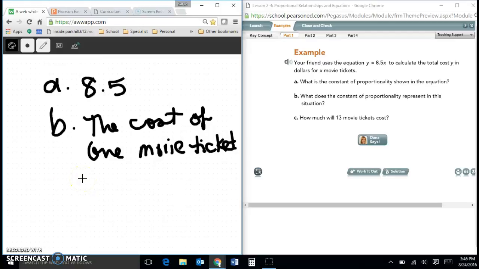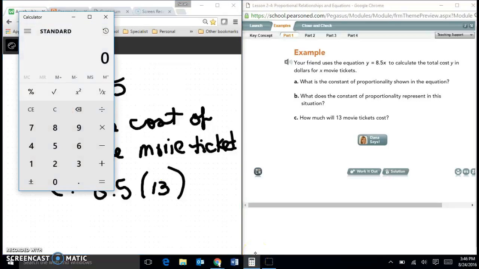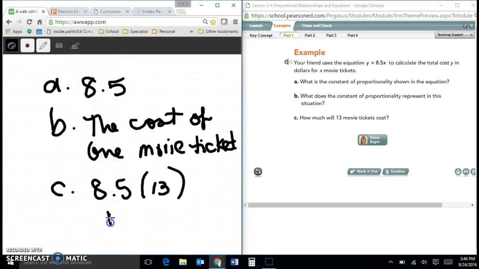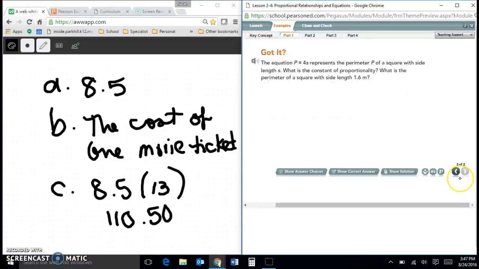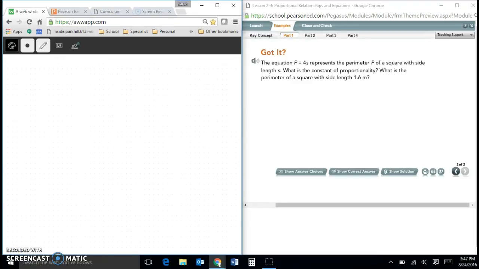How much will 13 movie tickets cost? Well, we need to take 8.5 and multiply it by 13. And you will see that 13 movie tickets will cost $110.50. So now let's look at your got it, and see what we're asked to do on this.